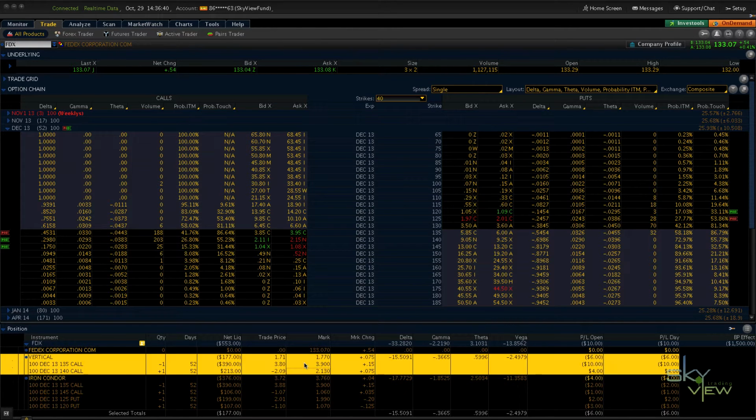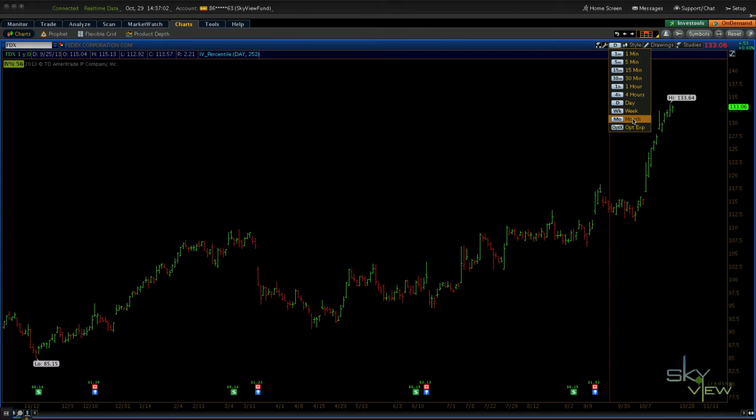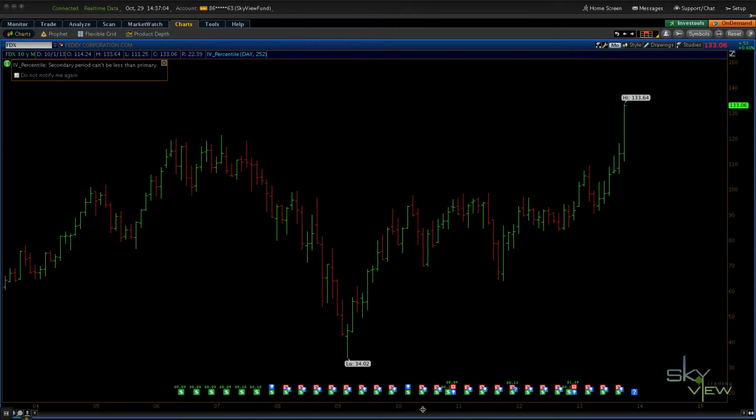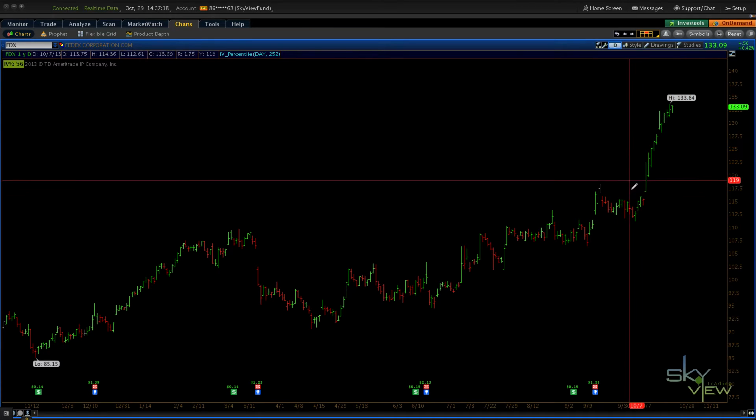So just now I opened a few spreads in FDX, and you can see FDX has just been rallying like a bat out of hell. And if you look at a monthly chart, I mean, that's just a super extended move. How could you not sell something like this? So obviously I'm bearish on the stock.